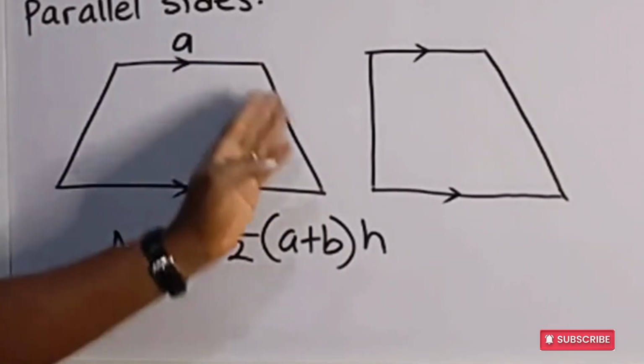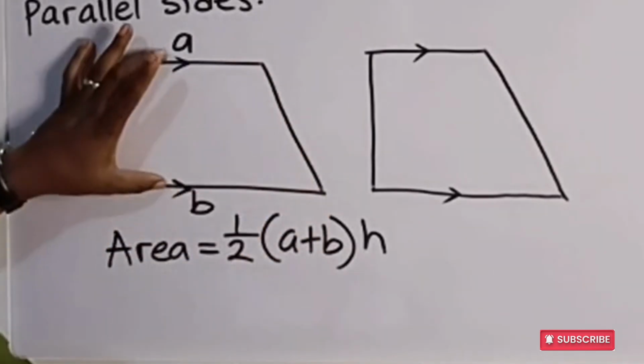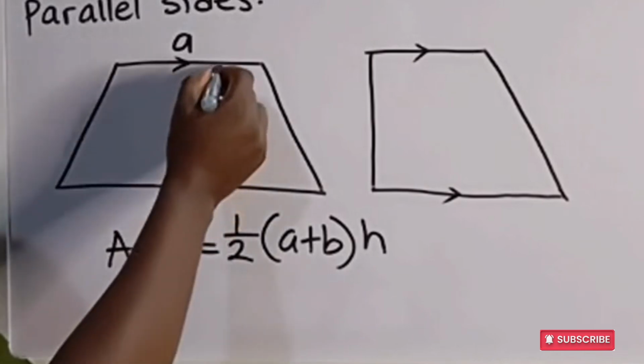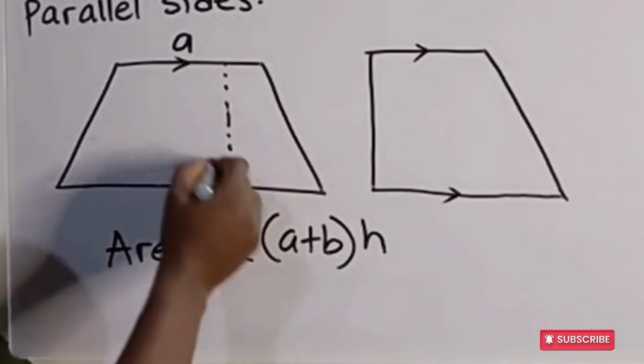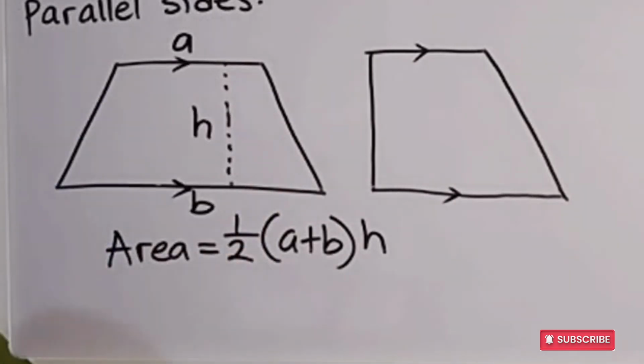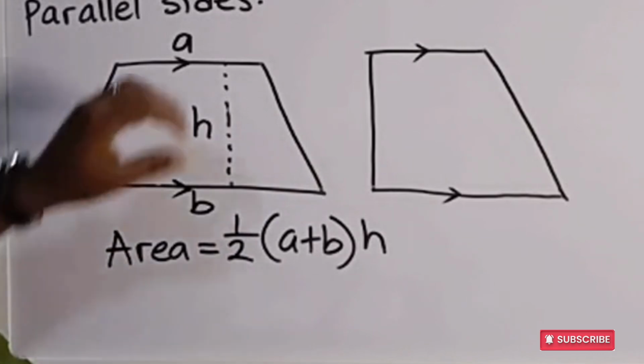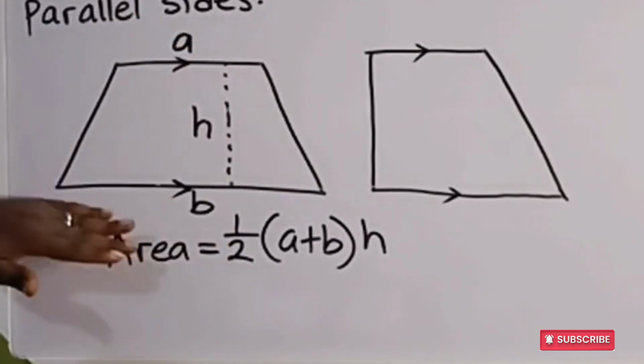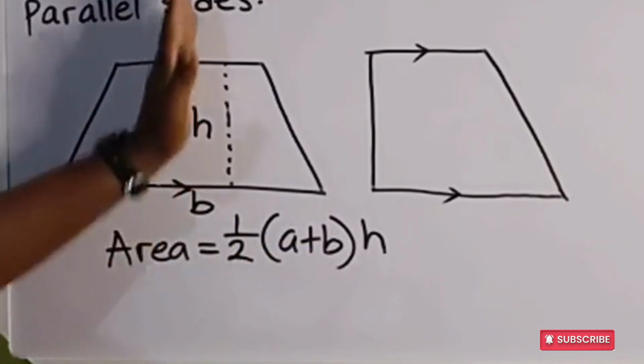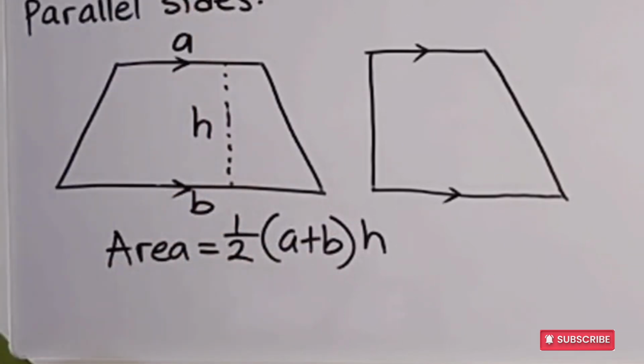The height is not the slant side. The height is the distance between them. So the space between them is the height. So for you to calculate the area of a trapezium, you should know the shorter length, the longer length, and also the height or the distance between them.